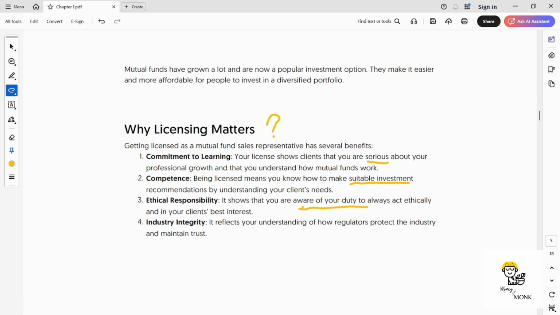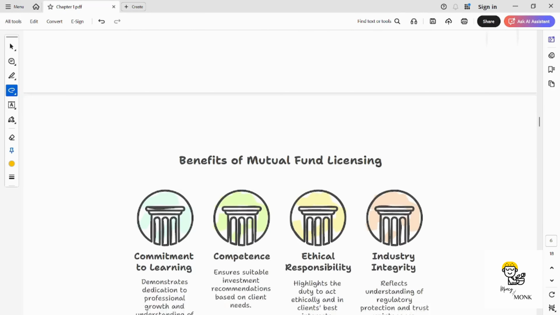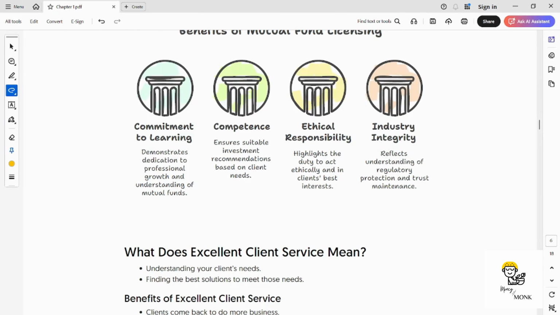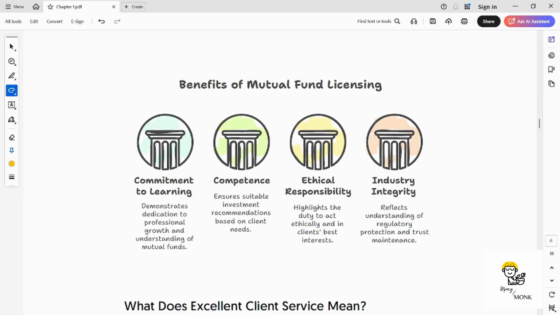Okay. Fourth one, industry integrity. It reflects your understanding of how regulators protect the industry and maintain trust. You understand in and out about how regulators work. CIRA is a regulator, don't forget that, okay? So our regulator protects the industry and maintains trust.